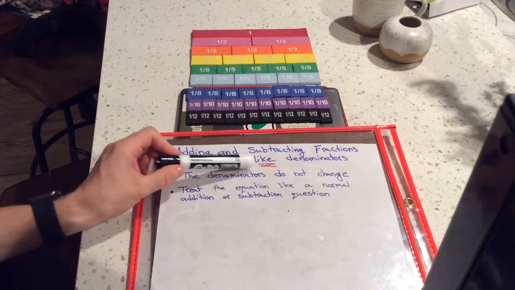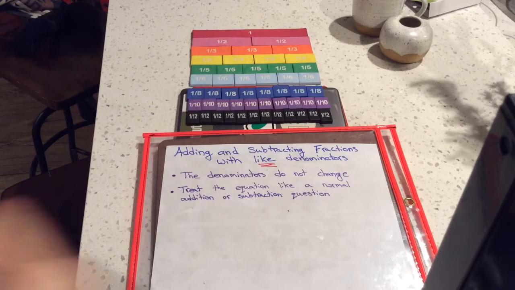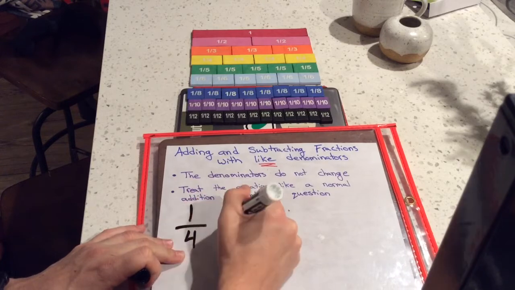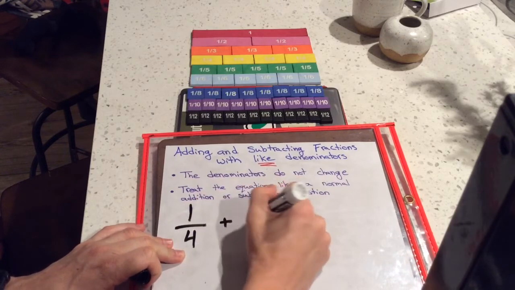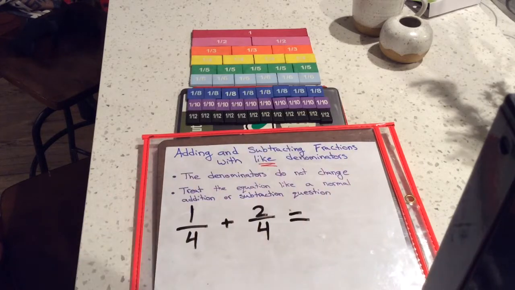When we see this term, like denominators, another way of thinking about that would be if they have common denominators or if they have the same denominator. And what that would look like would be if we were adding the fractions 1/4 plus 2/4. We would say that these two fractions have like denominators because they both have 4 in the denominator.